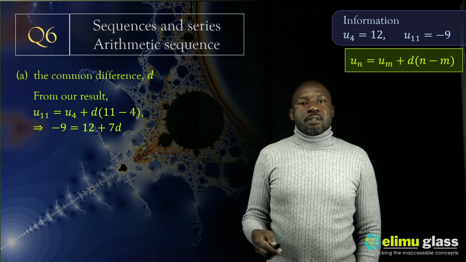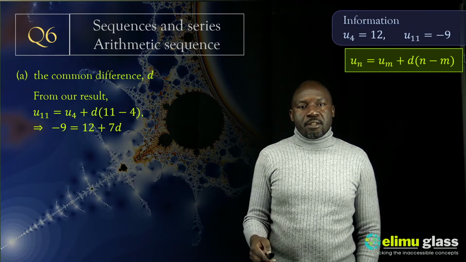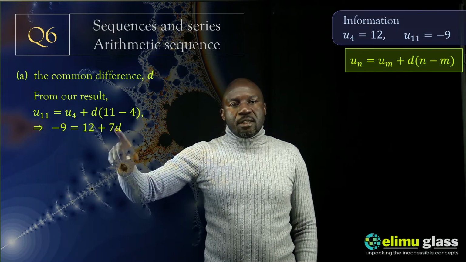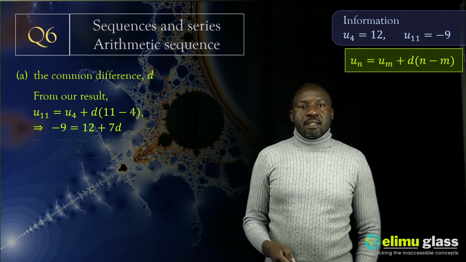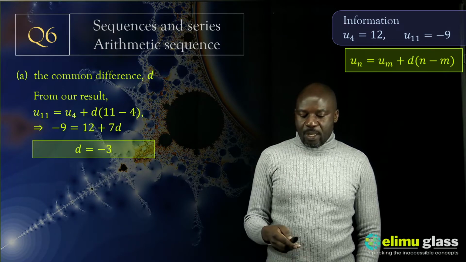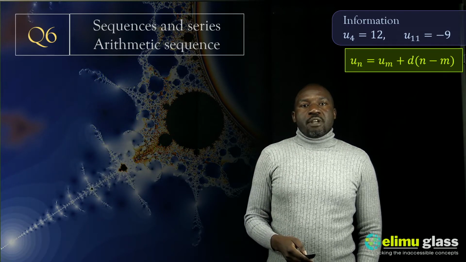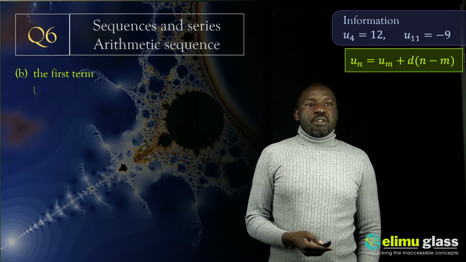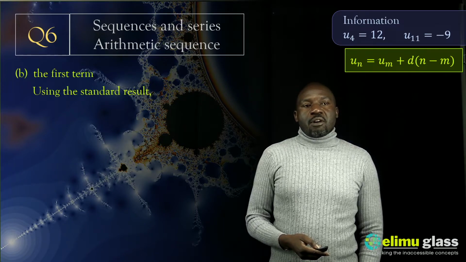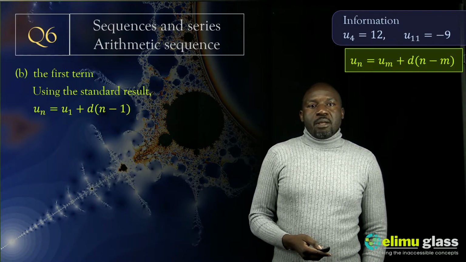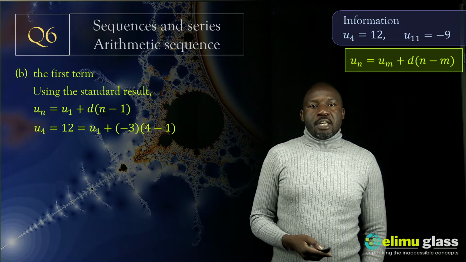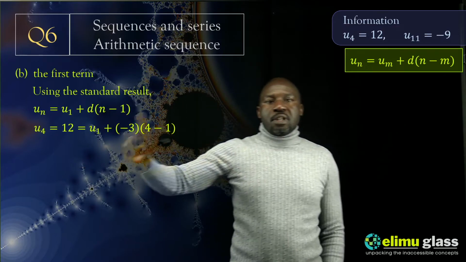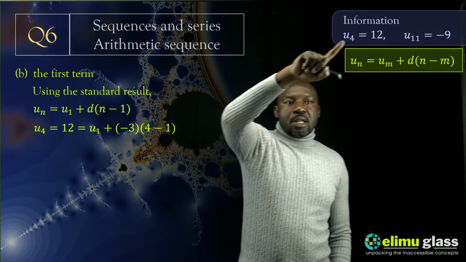Okay, you can slow down or pause the video to check that this is correct. And if you rearrange, we have there negative 21 is 7d, meaning that d is going to be negative 3. Okay, part B of the question is to find the first term. Well, now we know the value of the common difference as negative 3. So if we substitute in those values there, we are using the standard result and using our U4 there.